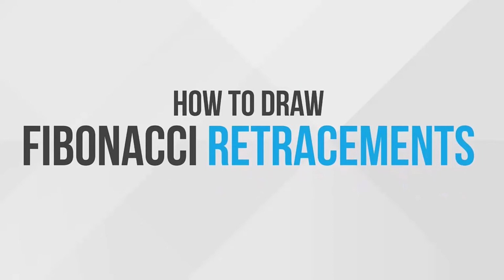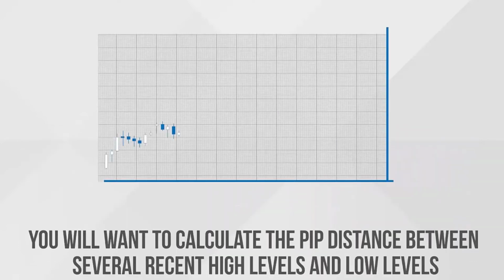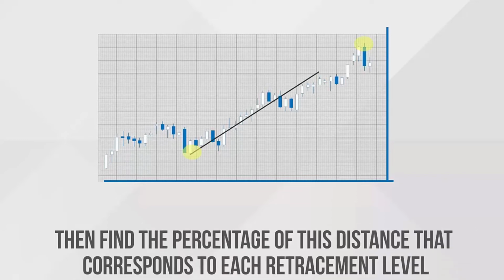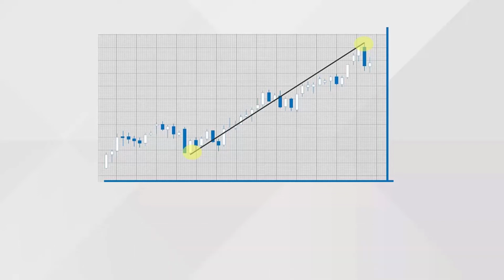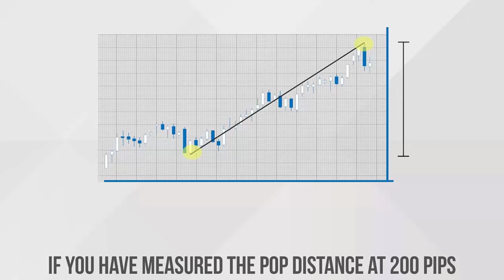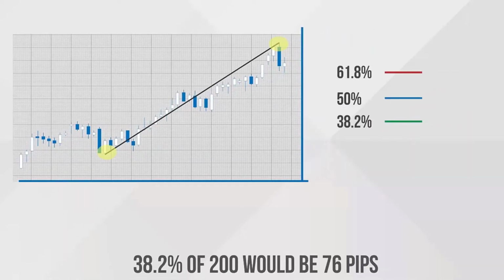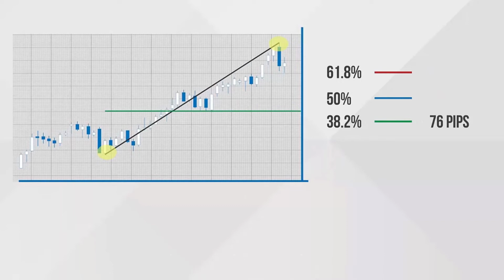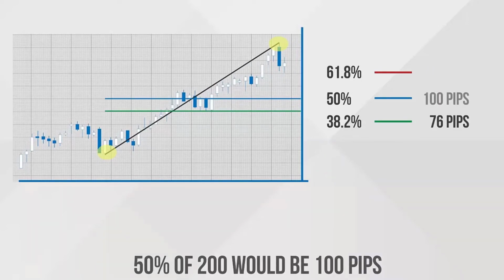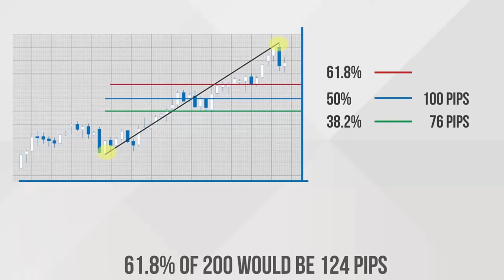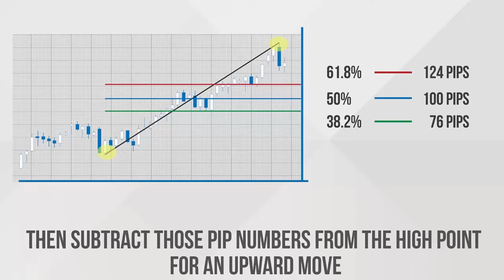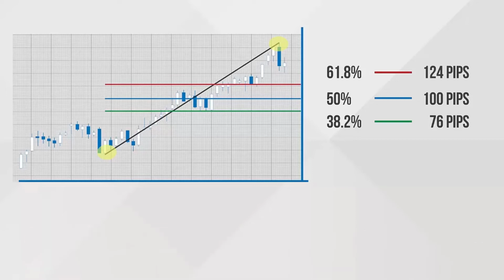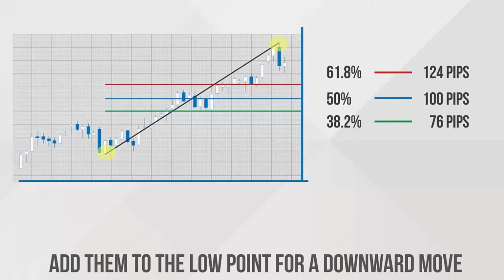To draw Fibonacci retracement, you will want to calculate the pip distance between several recent high levels and low levels. Then, you need to find the percentage of this distance which corresponds to each retracement level. For example, if you have measured the pip distance at 200 pips, 38% of 200 would be 76 pips, 50% of 200 would be 100 pips, and 61.8% of 200 would be 124 pips. Then you would need to subtract those pip numbers from the high point of an upward move, or add them to the low point for a downward move.